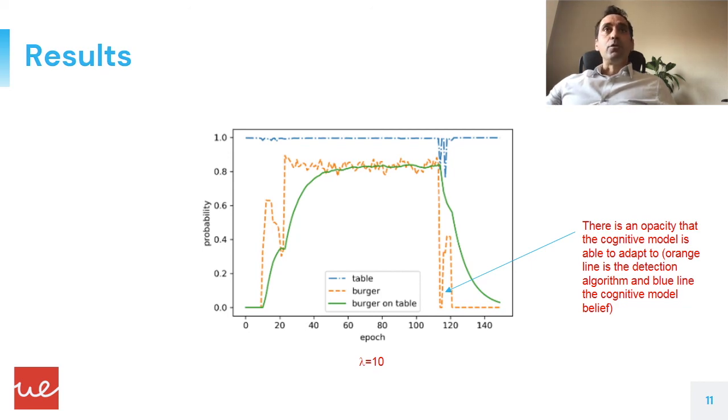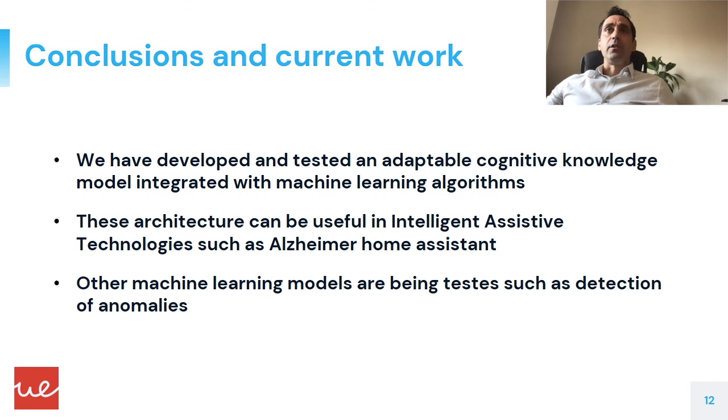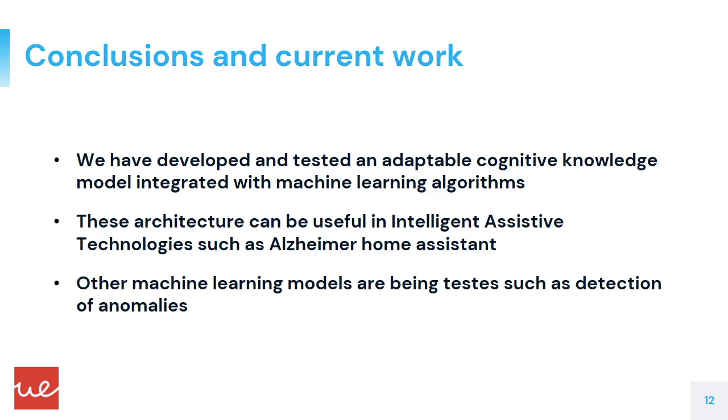And as conclusions, we can say that we have developed and tested an adaptable cognitive knowledge model integrated with machine learning algorithms. These architectures can also be useful in intelligent assistive technologies such as an Alzheimer home assistant, and other machine learning models are also being tested, such as detection of anomalies.